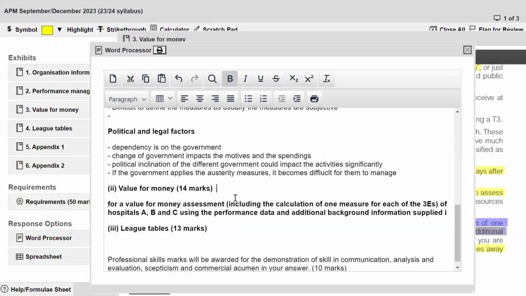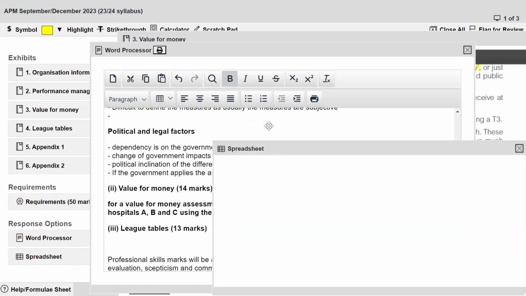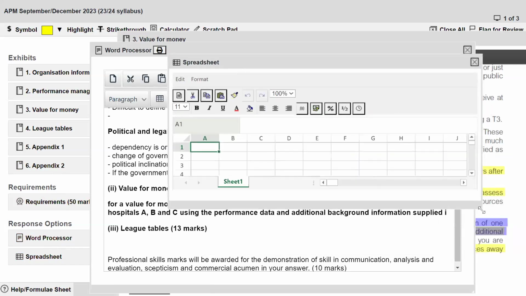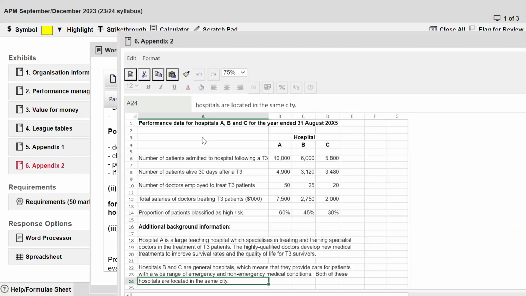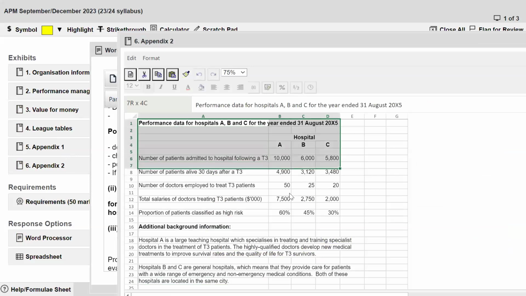Now, we have got the spreadsheet also. You can do two things: you could just copy the information available here in Appendix 2. You could just copy the whole of it and paste it onto the spreadsheet.